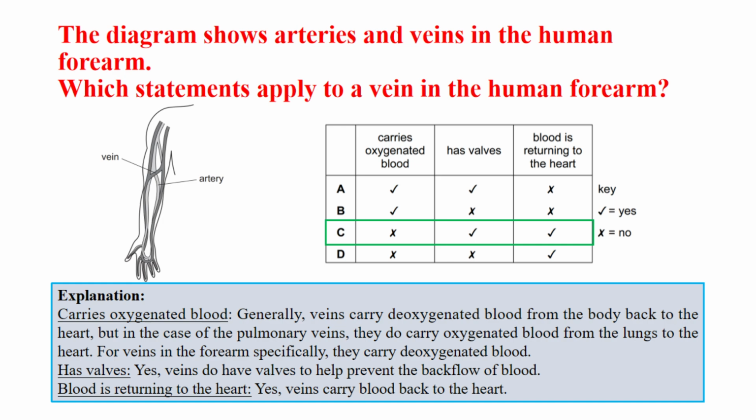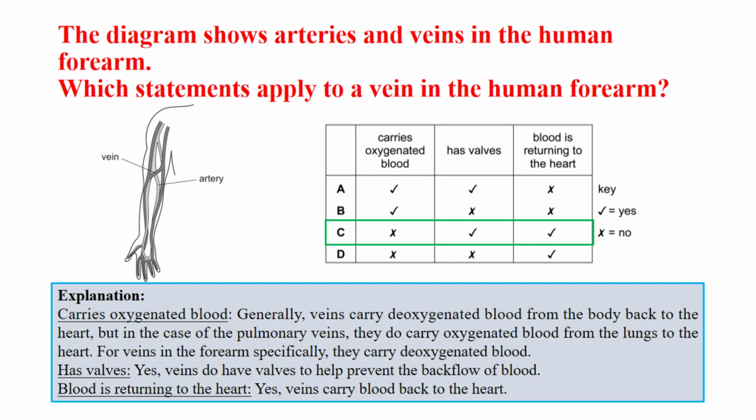2. Has valves. This statement is correct. Veins, including those in the forearm, have valves. These valves are crucial as they help to prevent the backflow of blood, ensuring it moves in one direction towards the heart. 3. Blood is returning to the heart. This statement is also correct. The primary function of veins in the forearm is to transport deoxygenated blood back to the heart.